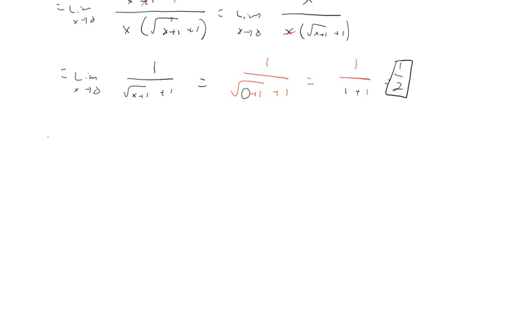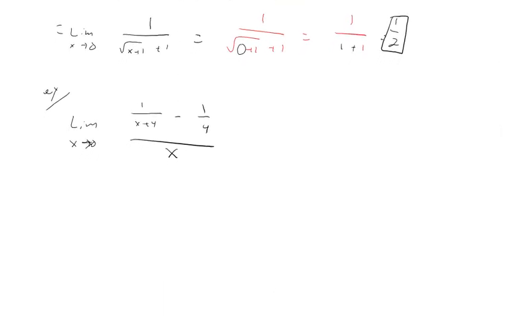What if I gave you something like the limit as x approaches 0 of 1 over x plus 4, minus 1 over 4, all over x. The limit is as x approaches 0 of 1 over x plus 4, minus 1 over 4, over x.